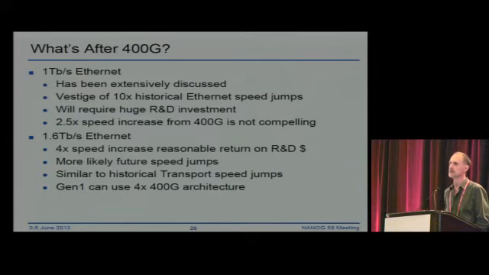Ethernet speeds always lag transport. That's no longer true at 100G. The two aligned. And so I think what we'll find is 4x increments going forward, just because this stuff is hard. It's not easy to make a 10x increment. Gen 1 1.6 terabit Ethernet is likely to use the same paradigm of 400 gig interfaces, which hopefully will be mature at that point.